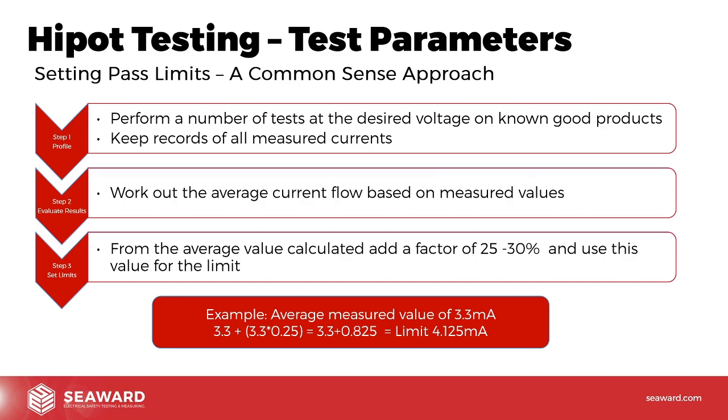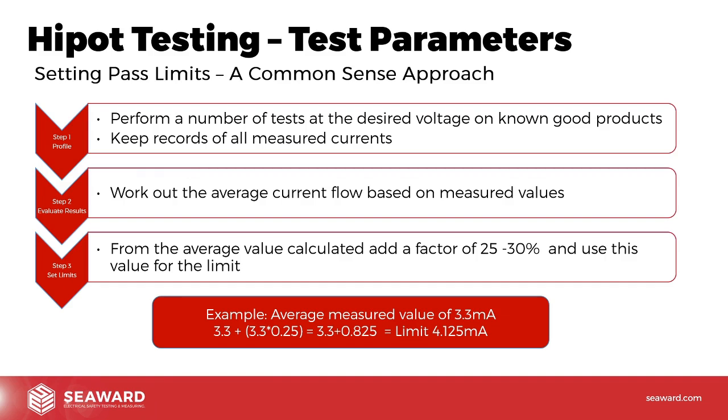Now, our recommendation is as such. What we suggest you do is take a number of known good products and perform the Hipot test on them for the length of time and the voltage stipulated within your testing standard. Keep a record of all of those measured currents until you get to a decent amount, maybe 10 results. From there, you should be able to work out what your average current flow is based on those measured values. And then once you've got that value, that should give you a baseline reading for what you would expect the leakage current to be on every good product going forward from this point.